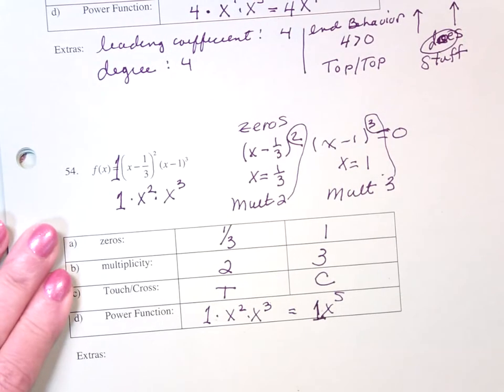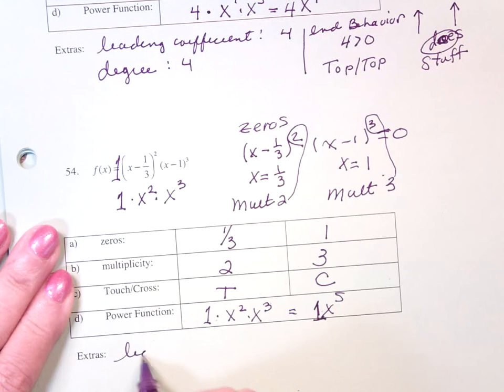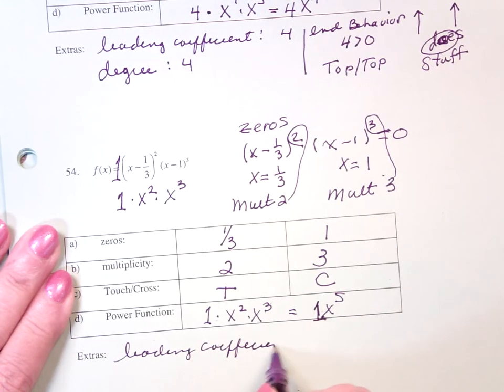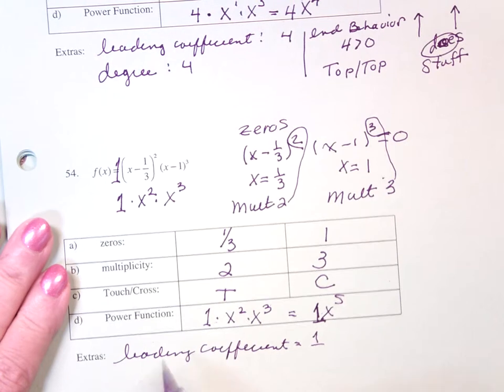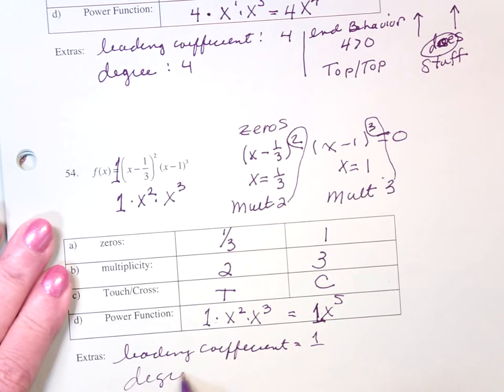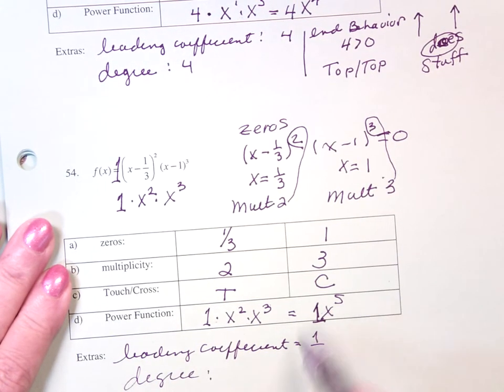Well, what are the extras? What's the leading coefficient? The leading coefficient is 1, which is why I put it there. You don't have to have it there. And so what is the degree? What's the degree? 5.